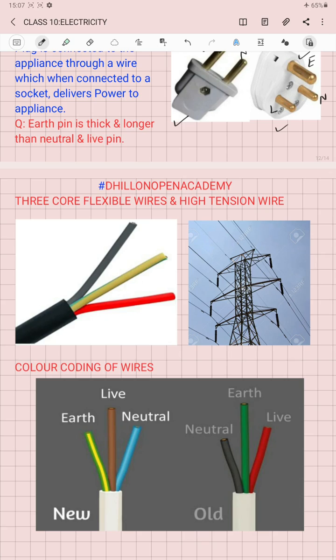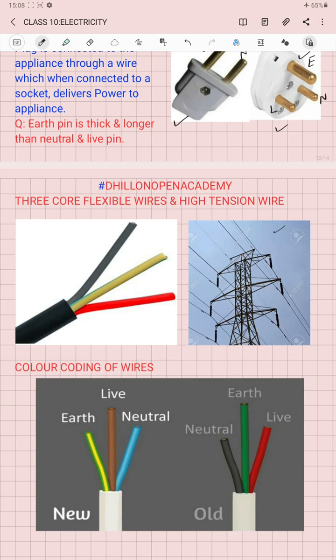Then there are high tension cables. High tension cables are the wires which transmit electrical energy, electric power, from the generating station to the distribution stations. Here you can see in the second figure that long and wide poles are used for transmission of electricity from the generating station to the distribution plants.